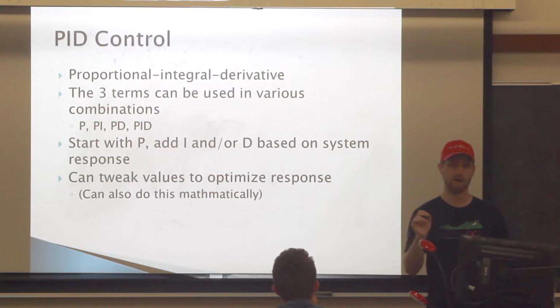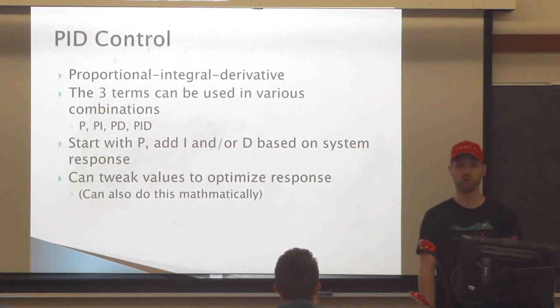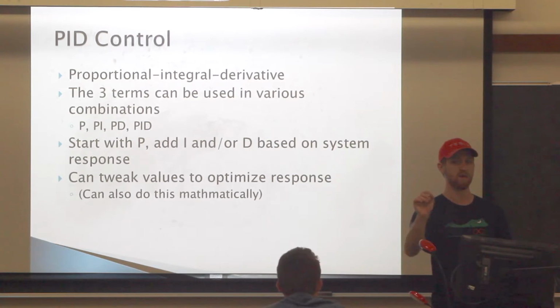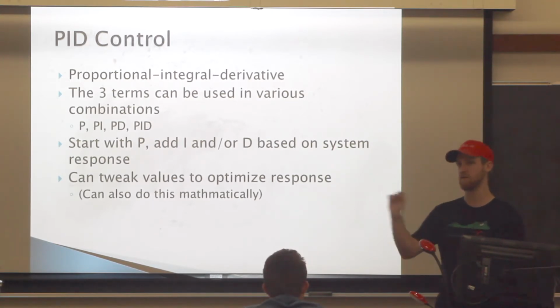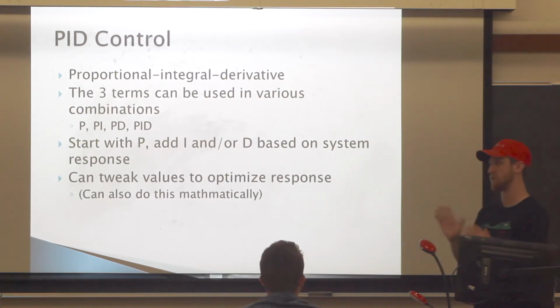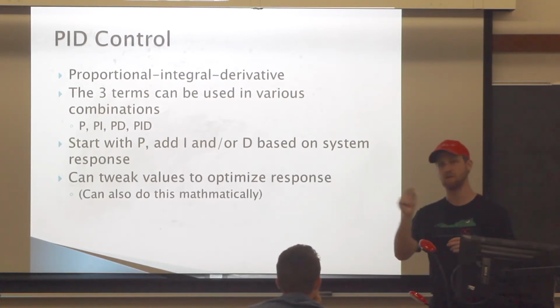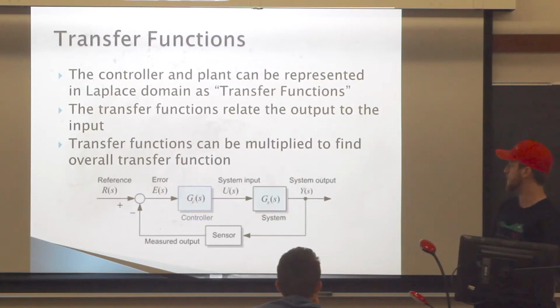And then you can tweak the values of these terms because they're all weighted with the gain. So your proportional might be like 2, or it might be 4. And so you can tweak these to optimize your response. So maybe you want to get to your friends as fast as possible without overshooting. You'll tweak your response so that you're running up really fast, but then you slow down in the last second. So you can tweak these by trial and error, or you can do it mathematically.